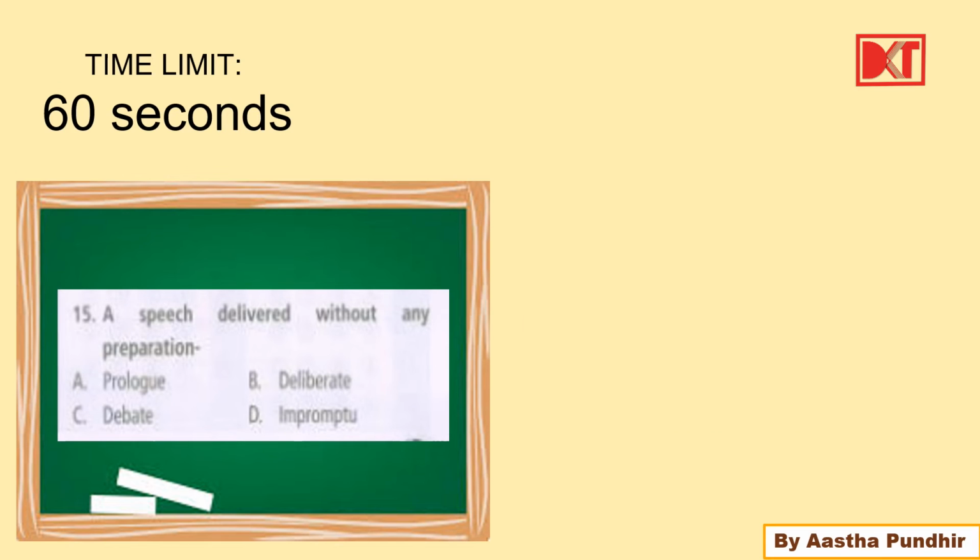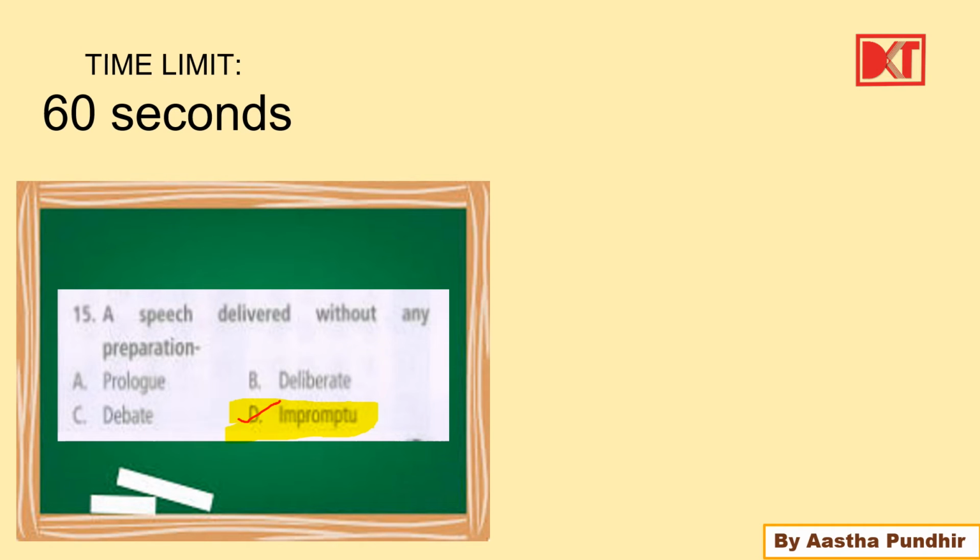Okay, so the next one-word substitution. Here we're talking about a speech delivered without any preparation. Now let's see the options. A, prologue, B, deliberate, C, debate, or D, impromptu. Here the correct answer is D, impromptu. You can also guess this quite easily because impromptu means doing something on the spot. So that is impromptu. Alright.